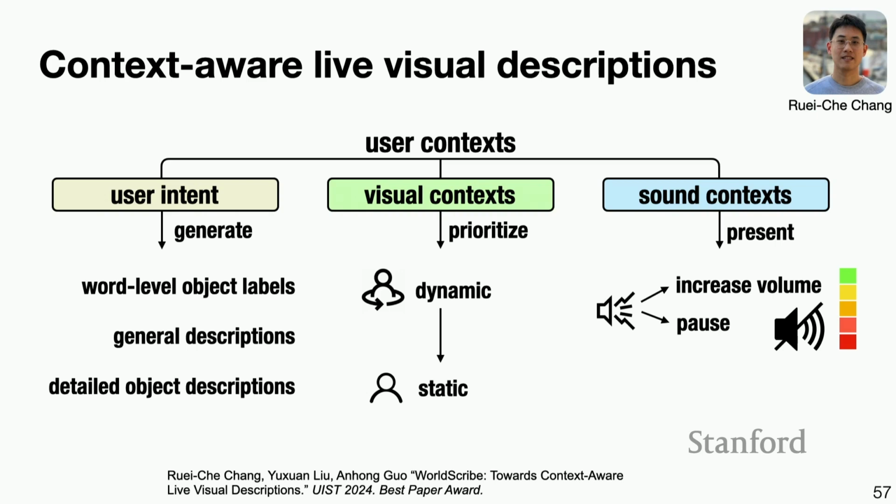And also, we can manipulate the presentation of the description. So for example, if music starts playing or the environment becomes more noisy, then we can raise the volume of the description to make it easier to hear. Or if someone starts talking to them and has a conversation, then we can pause the description without disrupting what the user might be doing. That's more important.